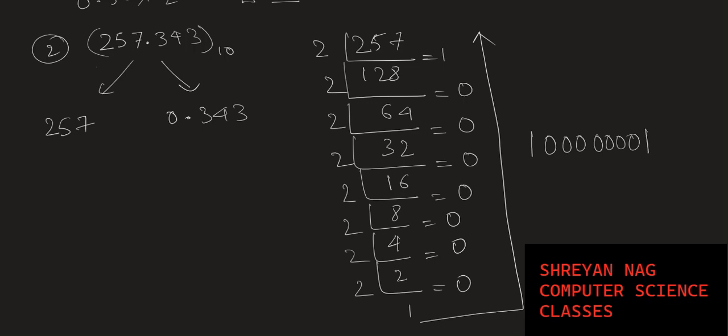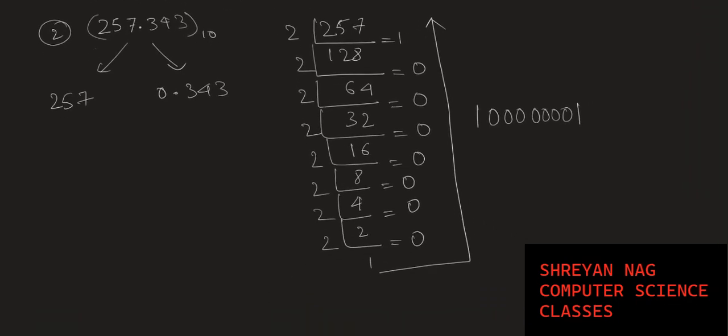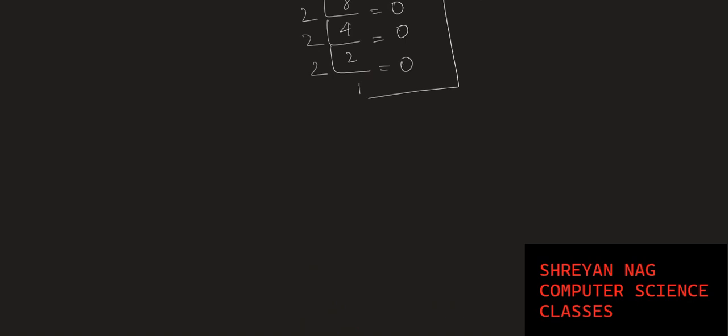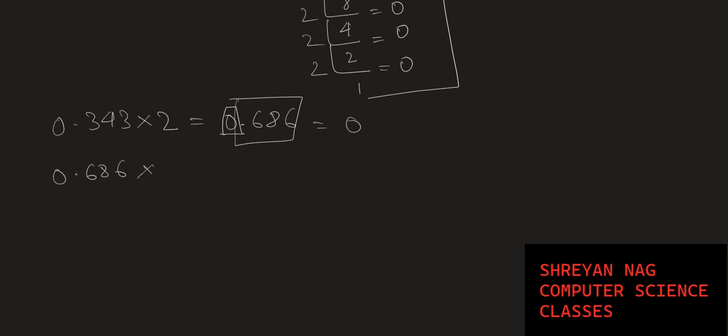So this is the first part. Then again, 0.343 we have to do that. 0.343 times 2 is 0.686. So 0 is there, and we take the rest of the part. 0.686 times 2 is how much?